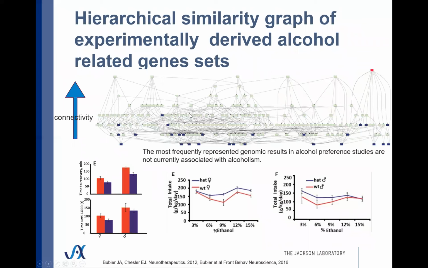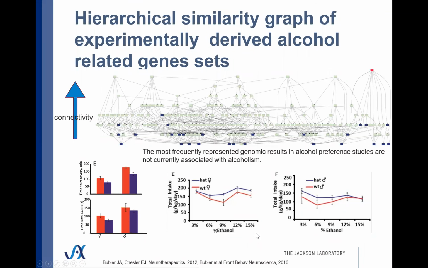Talked about the hierarchical intersection graph. This is a very large example of that. Many different individual gene sets related to alcohol response and alcohol preference. And when we start looking at the intersections of those gene sets, we can see genes that are present on a large number of those gene sets. And again, testing those genes, we see abnormal alcohol response.